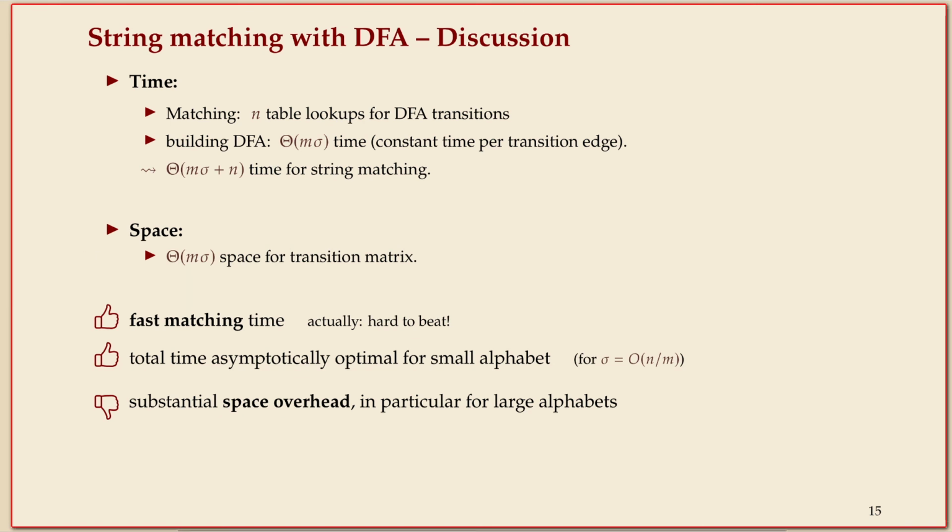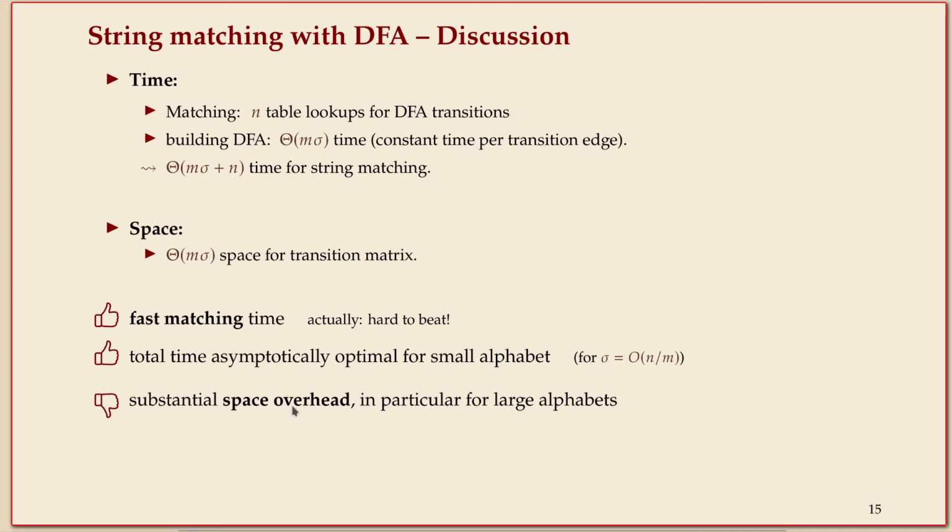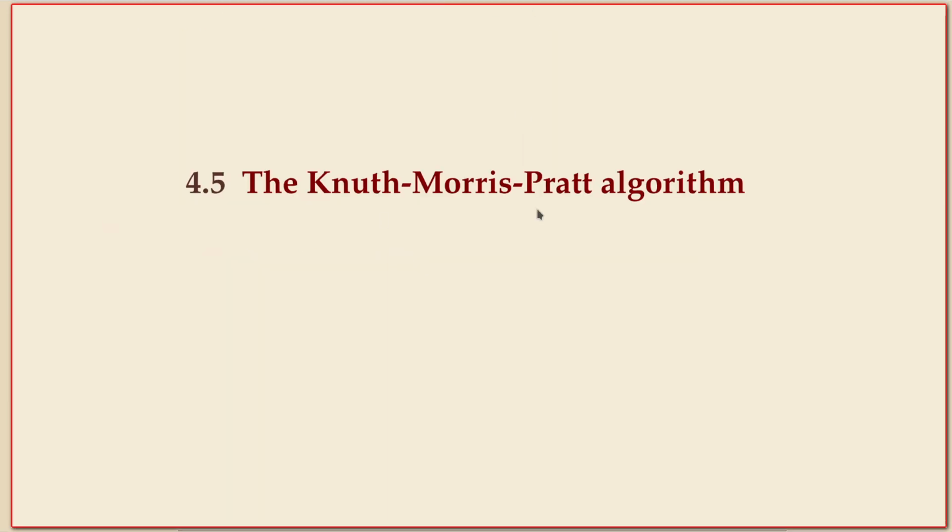So we'll try to work on this a bit more, especially bringing the space down. And that's what is then called the Knuth-Morris-Pratt algorithm. I think we'll reserve this gem for next time, where we have fresh energy. It'll bring all these ideas together and take this idea of the automaton one step further to get rid of this dependency on sigma.